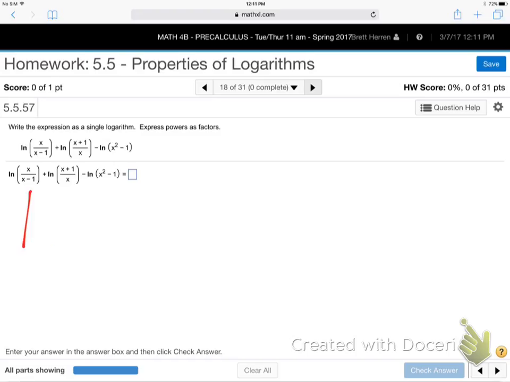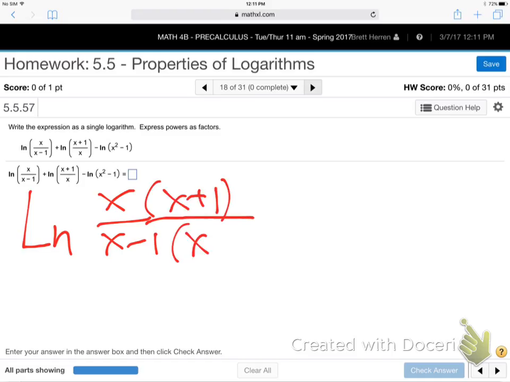So it's going to become, and I'm just going to make it one ln. You can capitalize it or not, doesn't matter. X over x minus 1. And then I'm just going to make it one big old fraction. The other x plus 1 goes on the top. The other plain x goes on the bottom. And the x squared minus 1 goes on the bottom also. I have one more step. Well, one or two. But is that okay so far?